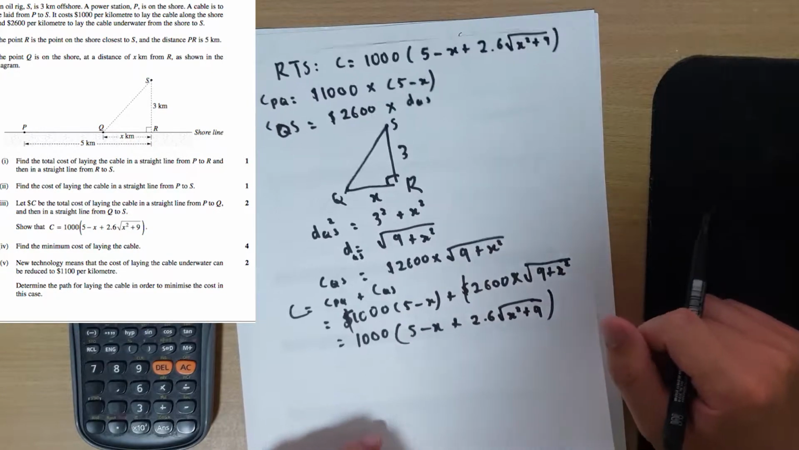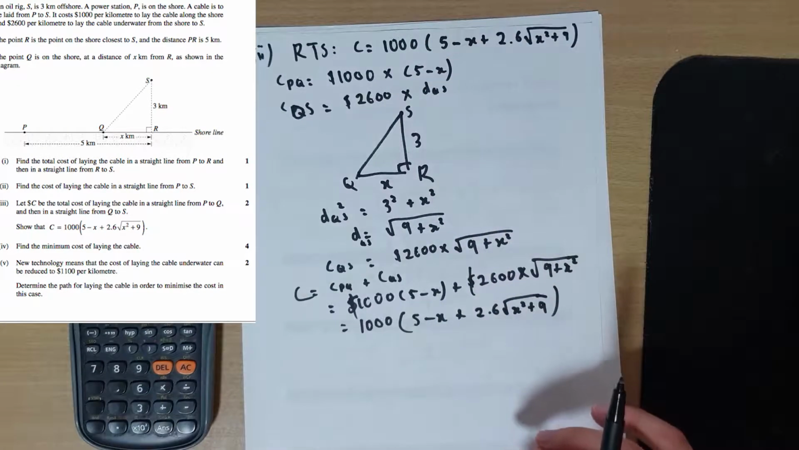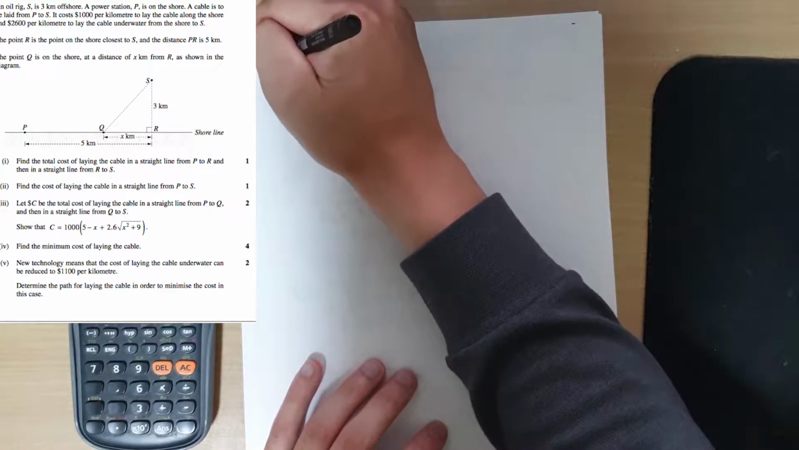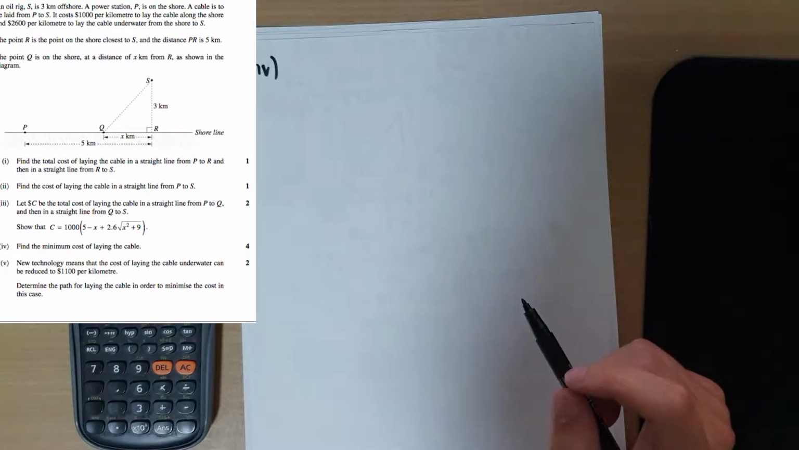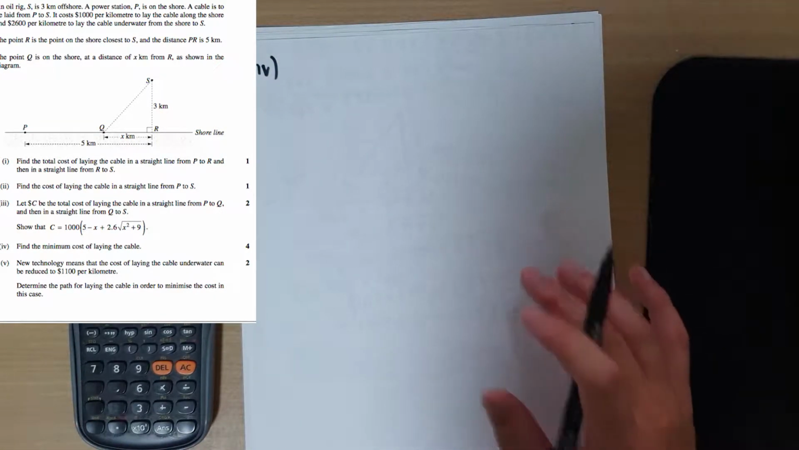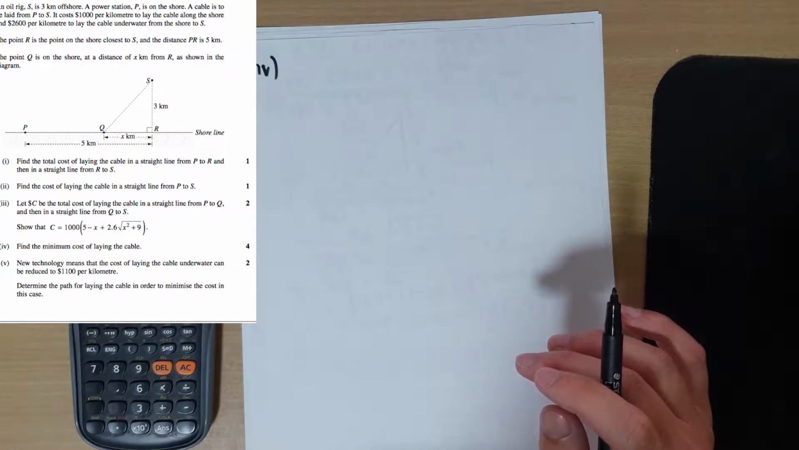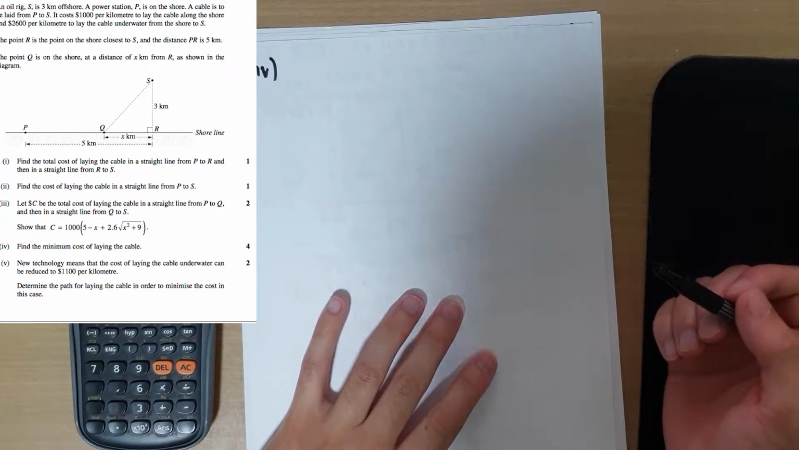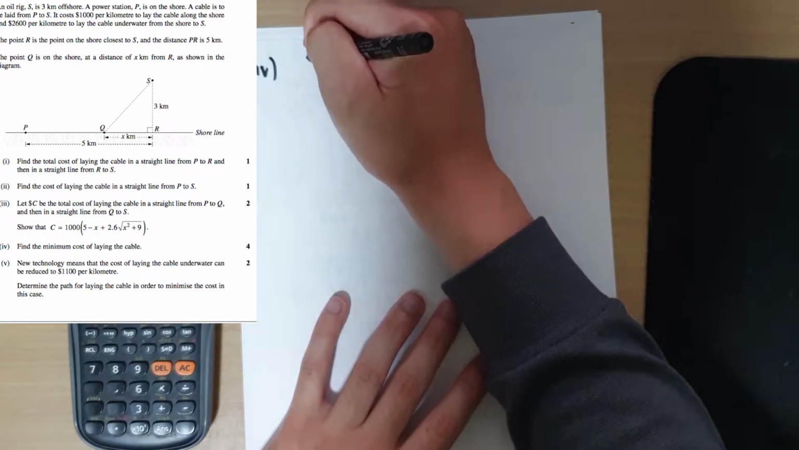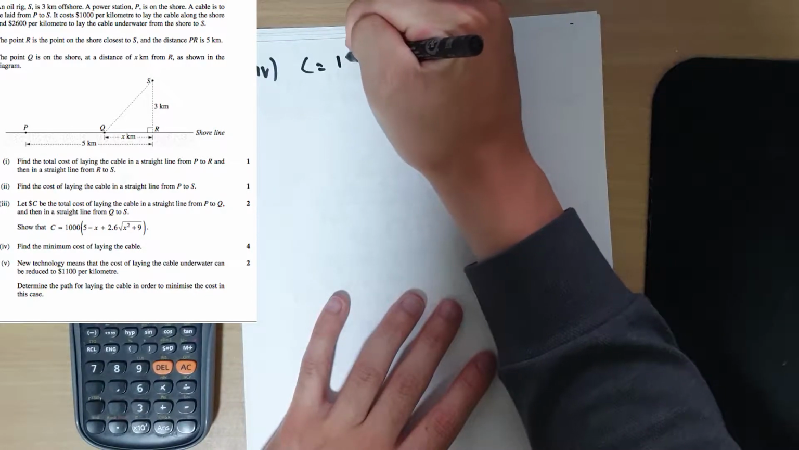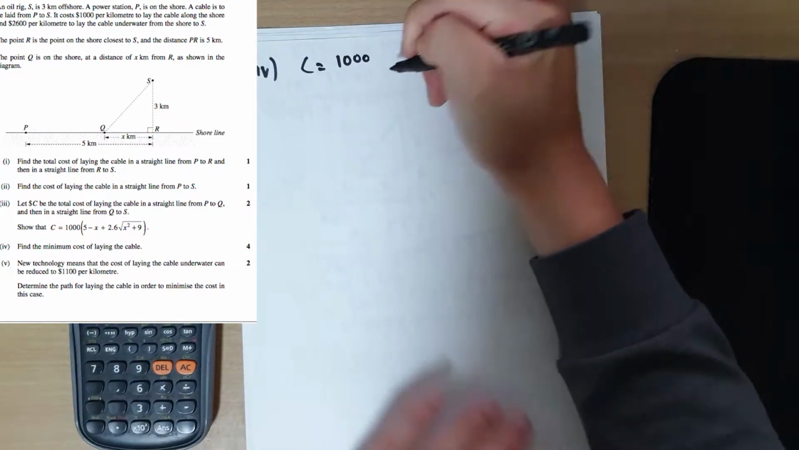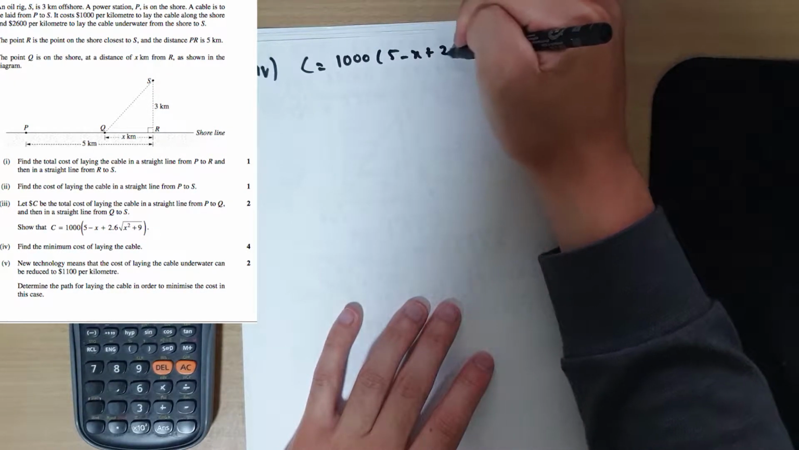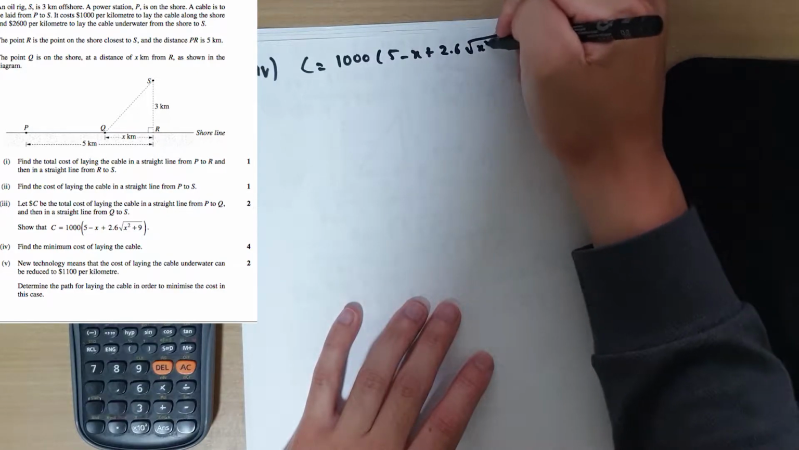Cool. So let's move on to our next part, part 4. Part 4 asks, find the minimum cost of laying the cable. Okay. So we want to find the minimum cost of laying the cable. First of all, let's get our cost equation from the previous question and rewrite it. So we've proven that the cost of laying the cable is 1,000 times (5 minus X) plus 2.6 times the square root of X squared plus 9.